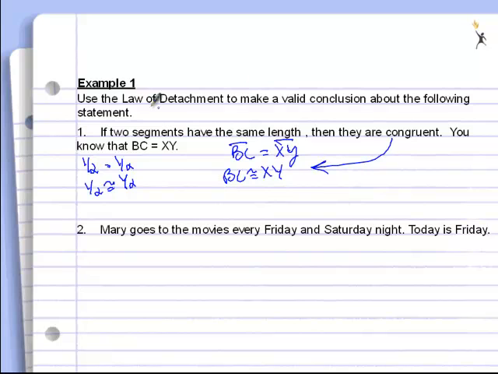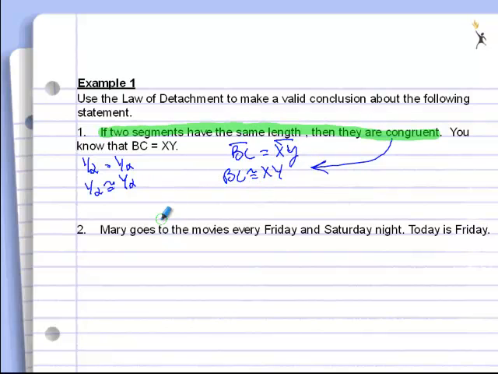The law of detachment is taking a true statement, like this, and applying it to what we know or what we have. That's like saying gravity takes everything that is up and pulls it down. You are up. You will be pulled down, for example. This is saying if two segments have the same length, then they are congruent. BC and XY have the same length, therefore they are congruent.